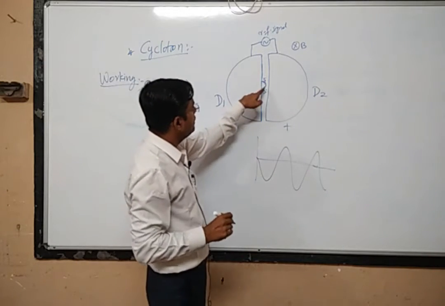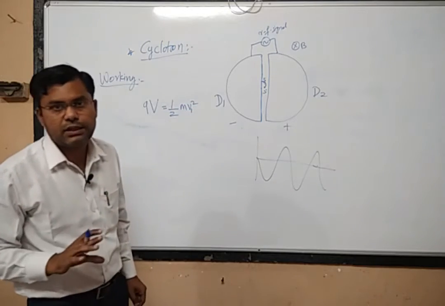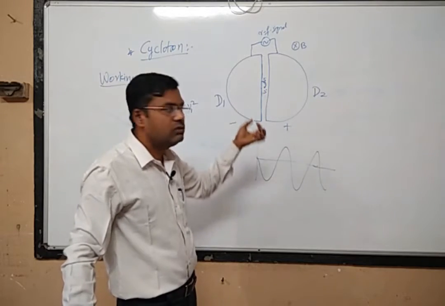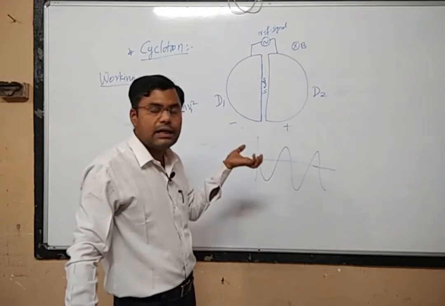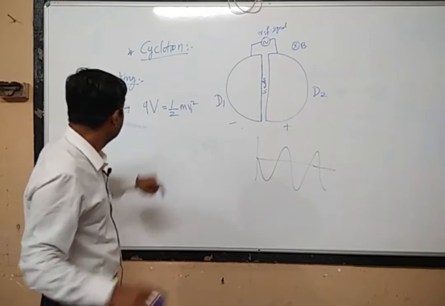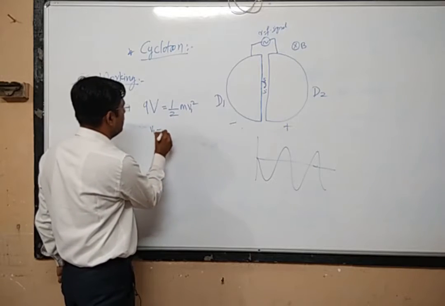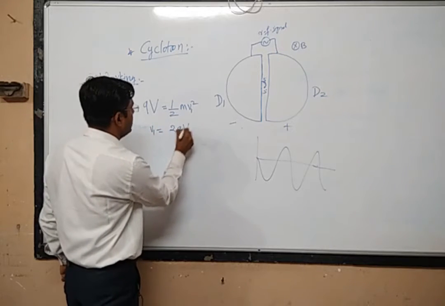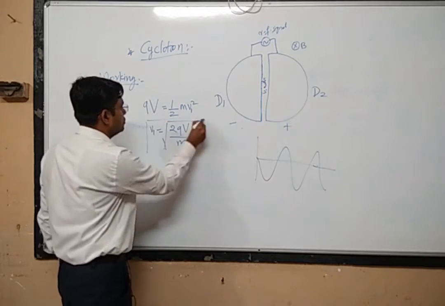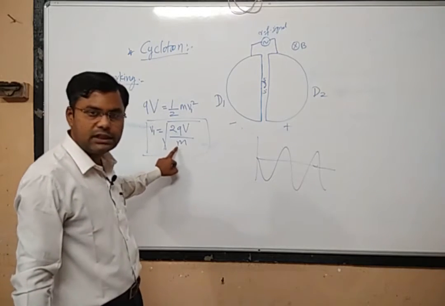We will assume that during the first acceleration, V1 is the velocity acquired by the charged particle. Initially the velocity of the charged particle was 0, and now because of the acceleration, the charged particle has acquired the velocity V1. With the help of this formula, we can calculate the value for V1. V1 will be equal to the square root of 2 times Q into V divided by m, right? So this will be the value for velocity V1.